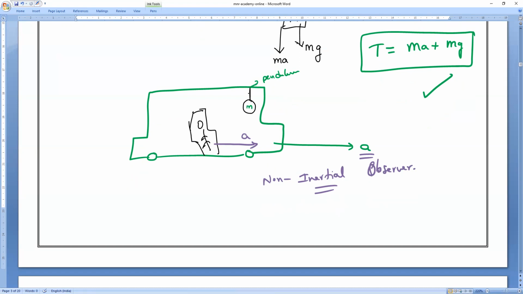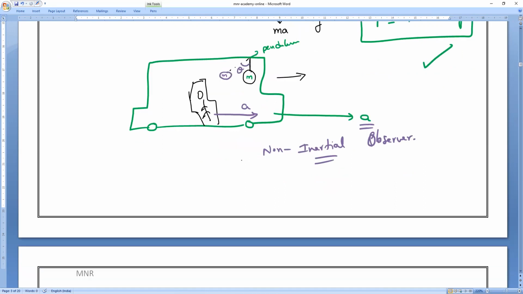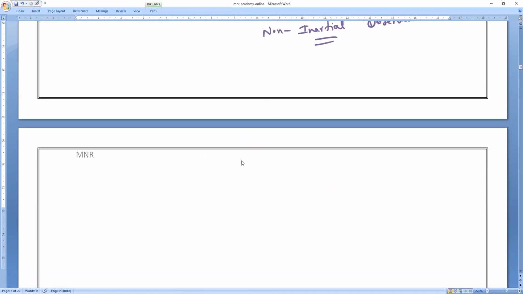Now as we know, if it is a pendulum and the car moves in the forward direction, the pendulum will swing in the backward direction. Am I right or wrong? Yes, the pendulum will move in the backward direction. So definitely it is making an angle. What is the angle? Theta.